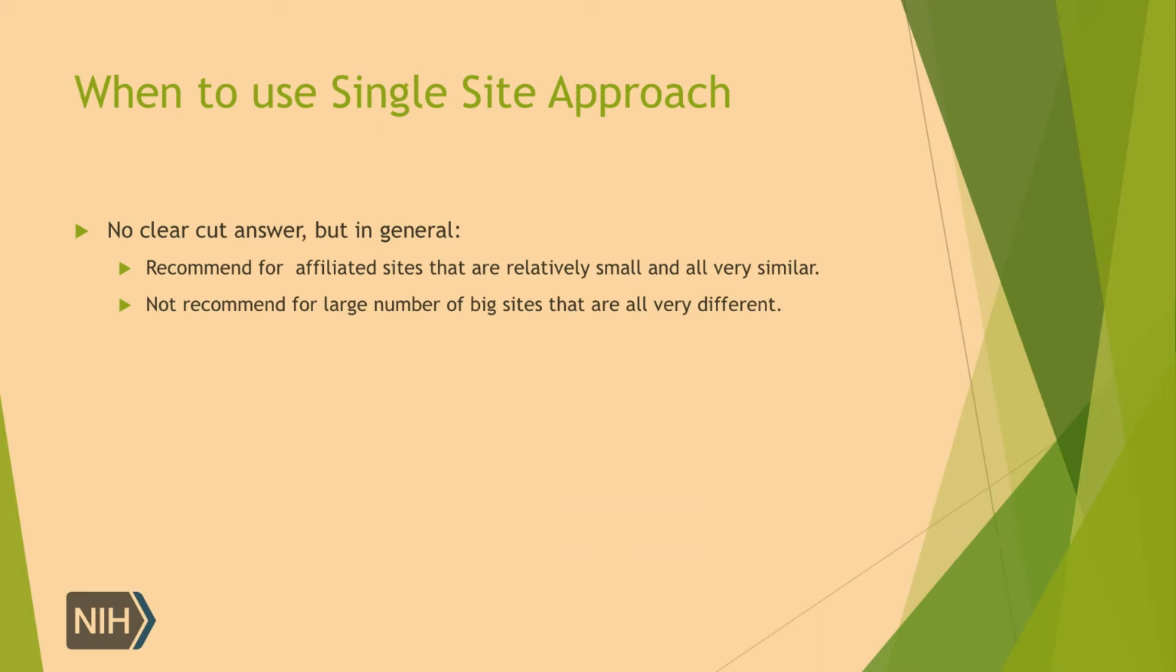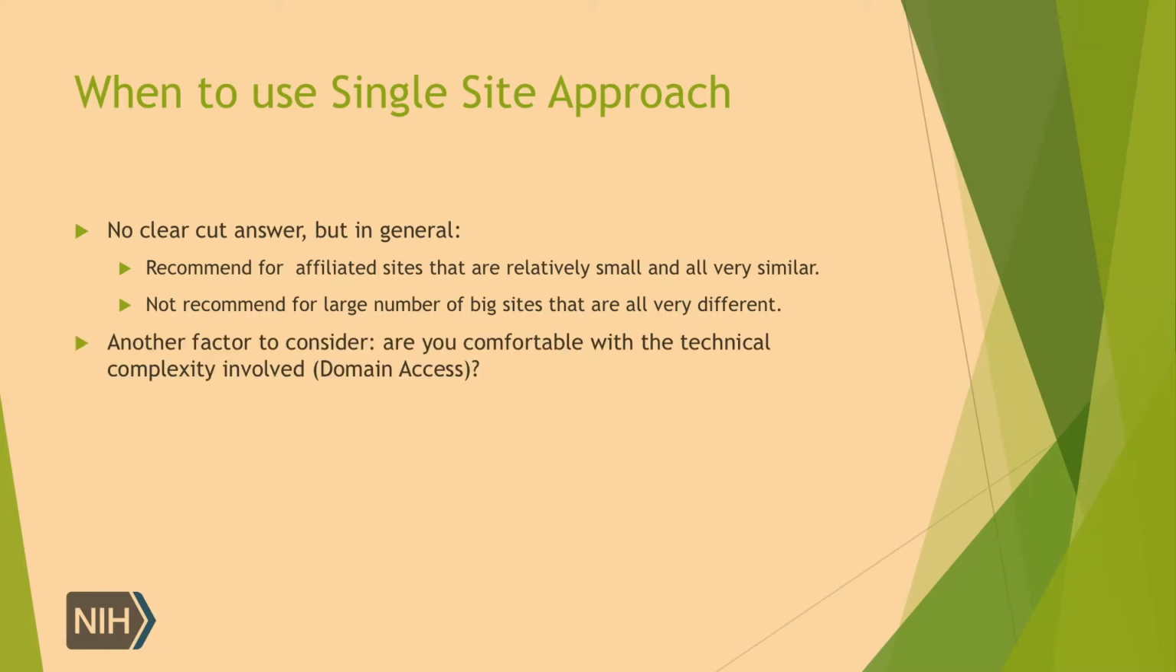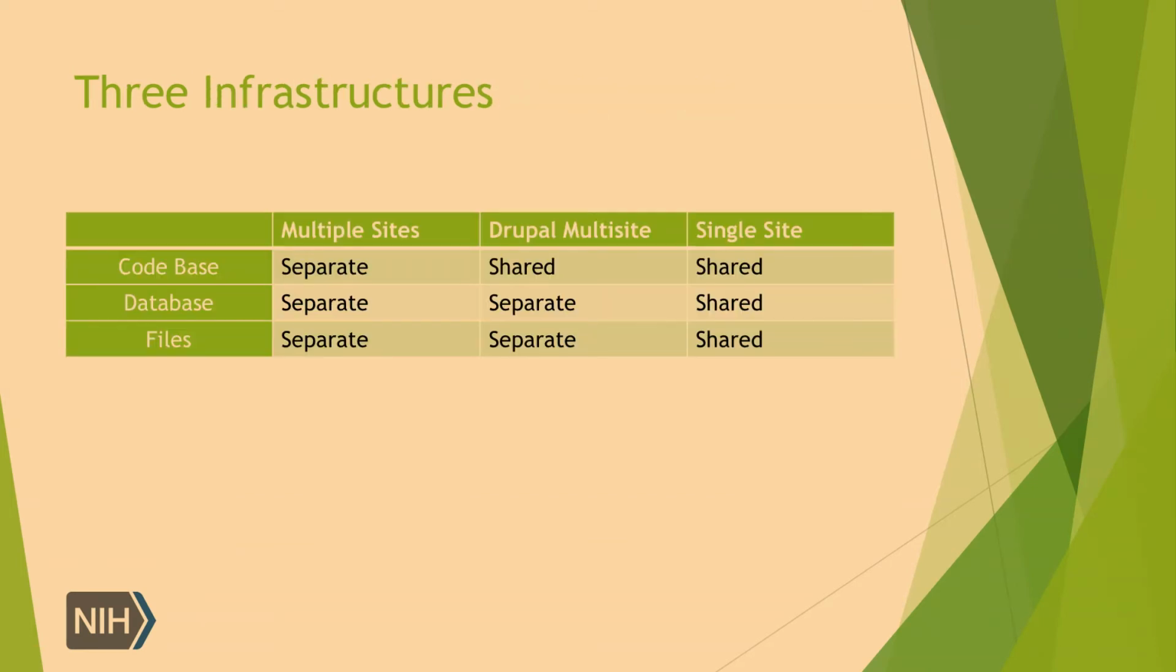So you may ask, when do I use the single site approach? There are no clear-cut answers. But in general, if you have affiliate sites that are relatively small and are all very familiar, it may work very well for you. However, if you have a large number of big sites that are all very different, this is really not recommended. Another factor to consider is, are you comfortable with the technical complexity involved, particularly with the domain access?